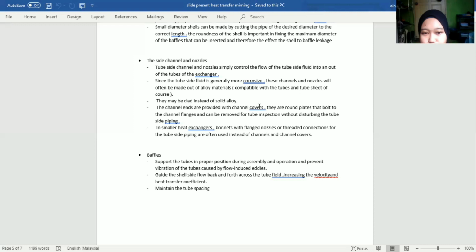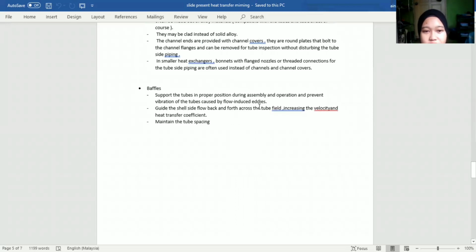Okay, next is baffles. Baffles support the tube in proper position during assembly and operation and prevent vibration of the tube caused by flow-induced eddies. They guide the shell side flow back and forth across the tube field, increasing the velocity and heat transfer coefficient. They also maintain the tube spacing.